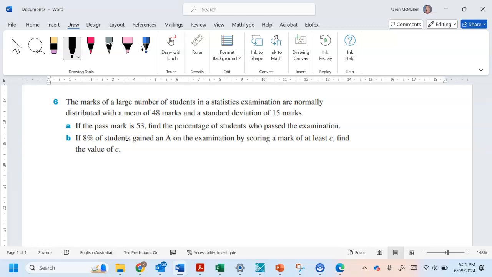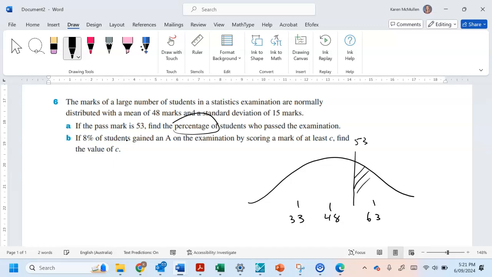So the marks of a large number of students in a statistics exam are normally distributed with a mean of 48 and a standard deviation of 15. Alright, so there's our normal distribution, mean right in the middle, standard deviation of 15. Let's just do one either side. So that's going to be 63, and then on the other side it's going to be 33. If the pass mark is 53, so we would expect 53 to be between the mean and one standard deviation above. So if we're looking for the percentage, we would expect less than 50% to pass.